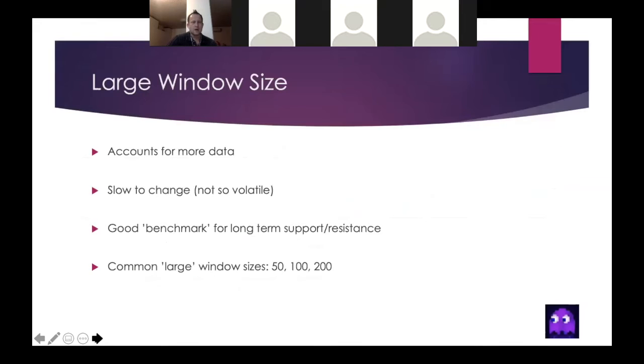Okay, a larger window size will account for more data. It's slower to change, so that means it won't be so volatile. So this could be a good benchmark for long-term support and resistance. Common large window sizes are 50, 100, and 200.